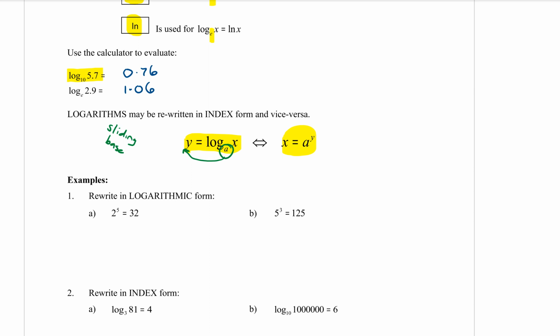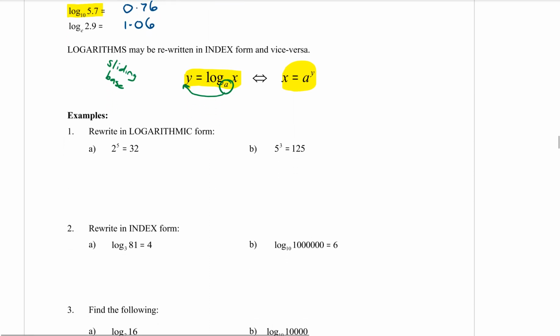So question number one is practicing doing just that. We're going to practice our sliding base to put these into logarithmic form. So the 2 that is the base here, we're going to slide it across to the other side. The 5 will stay where it is, and it will become log base 2 of the 32. Okay, that's it. We're not going to solve that any further than there. We just want to practice sliding the base.